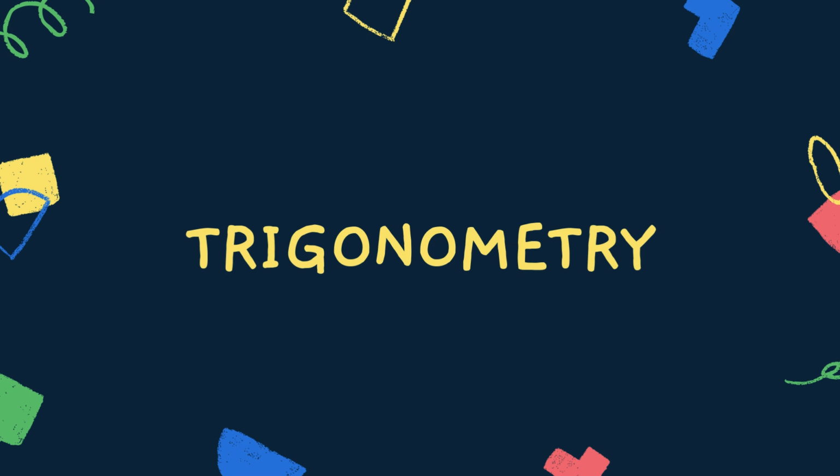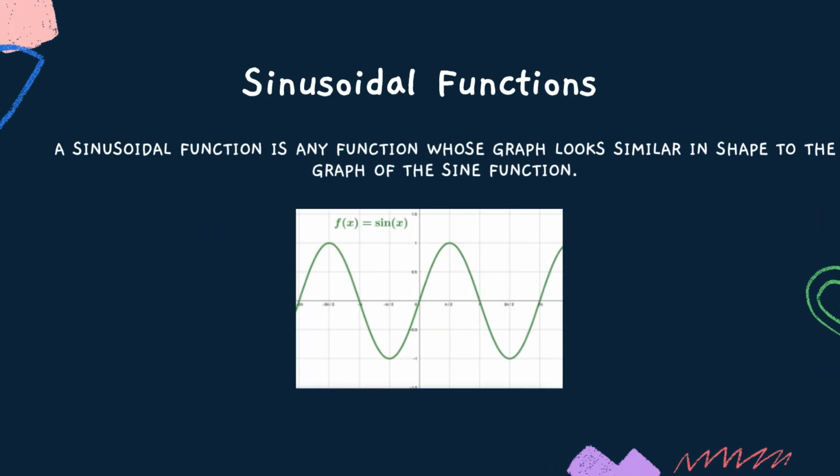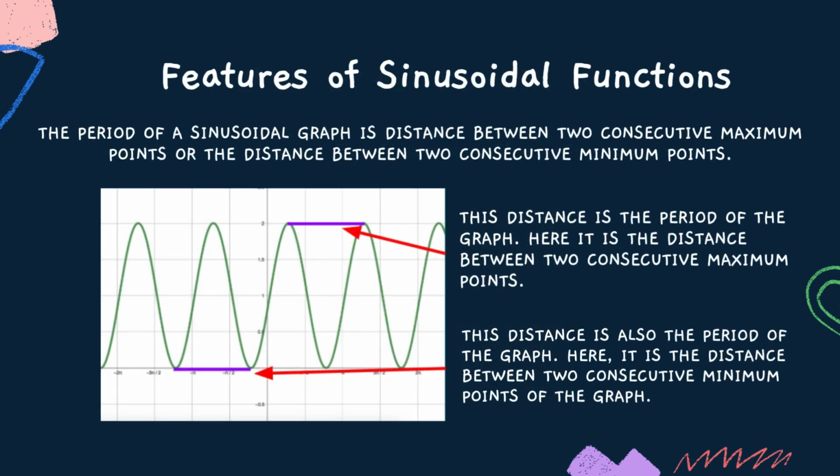Welcome back to trigonometry. Let's get started with sinusoidal functions and transforming them. A sinusoidal function is any function whose graph looks similar in shape to the graph of the sine function. The features of a sinusoidal function are its amplitude and its period. The amplitude of a graph is the distance from the x-axis to the highest point on the graph.